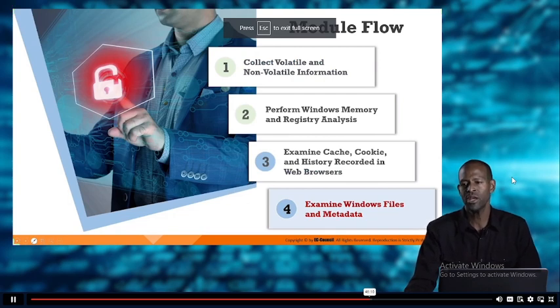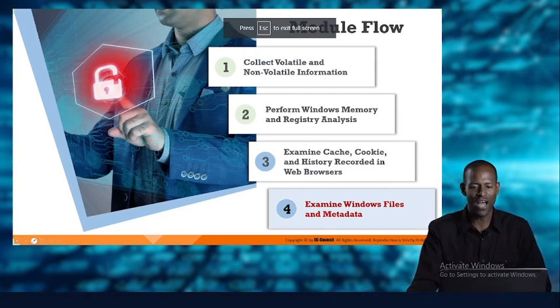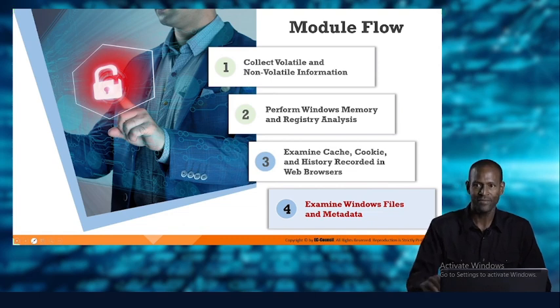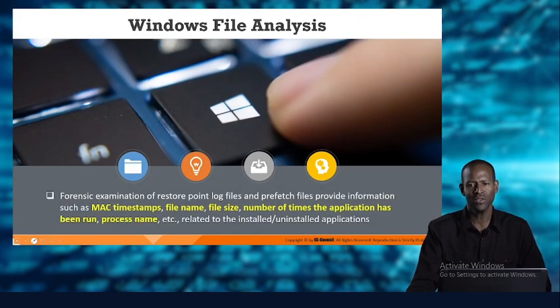All right, now we're going to look at examining Windows files and metadata. So what about Windows files? I tell you what, we need them. We need to find out what's going on with those, what the user was doing. We want MAC timestamps. We want date, time, size, number of times the application has been run, process name. We get all that information. We also want to see if something was installed or uninstalled, deleted, changed. All of that gives us good intel on what was going on with that file.